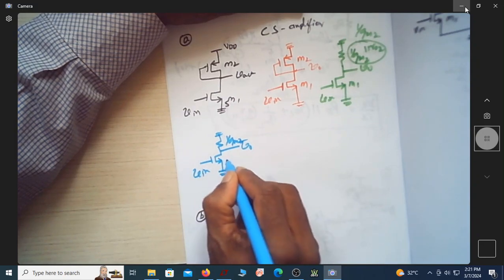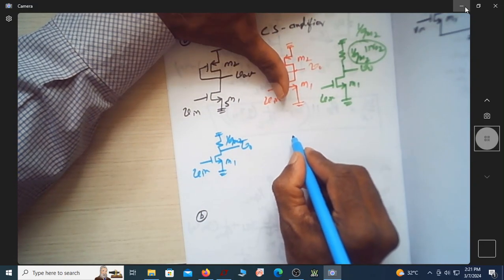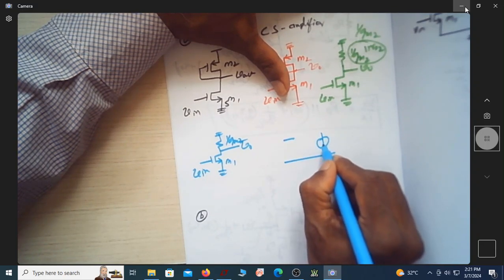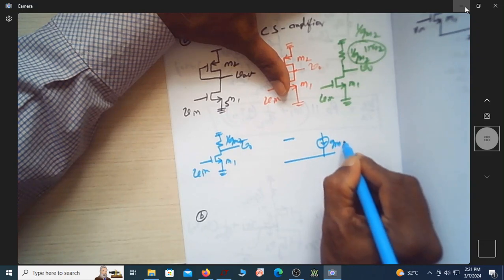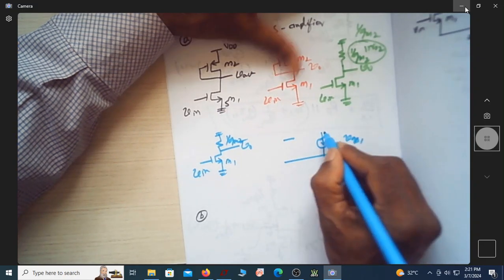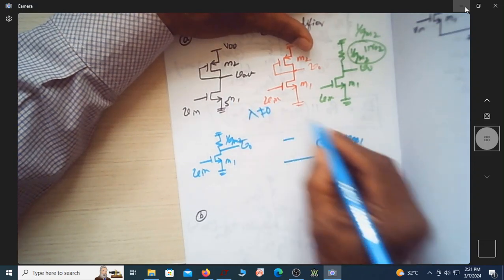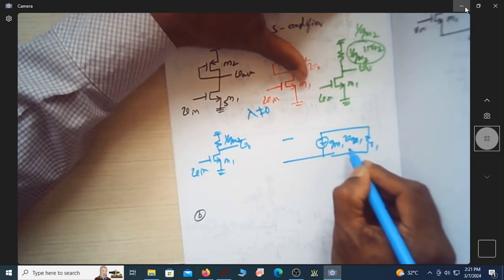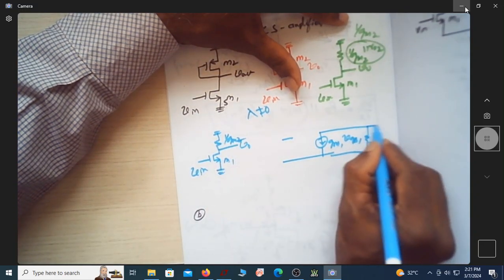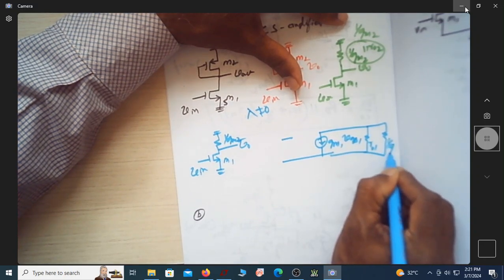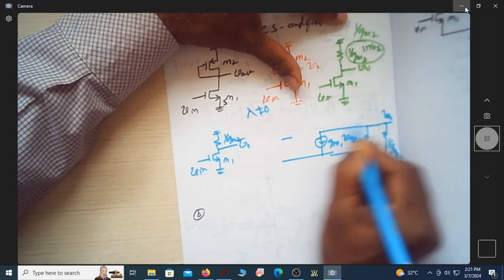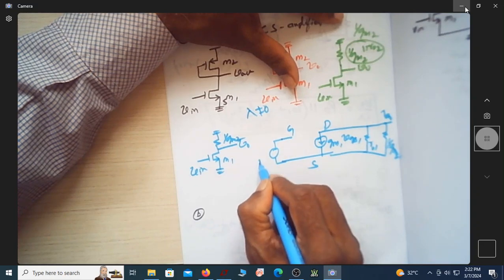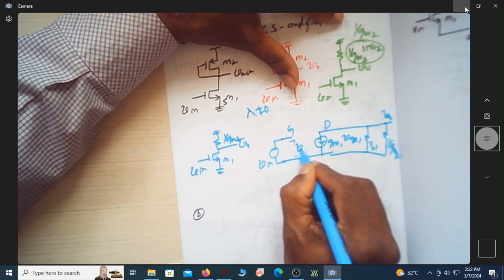This is 1 over gm2. This is M1. Now let me replace this M1 by its AC equivalent model, which is nothing but gm1 VGS1. Since we are assuming lambda to be non-zero for both of them, it will have an internal resistance of r01, and this resistance is 1 over gm2. This is the V0 point. This is gate, drain, source, input voltage. This is VGS.